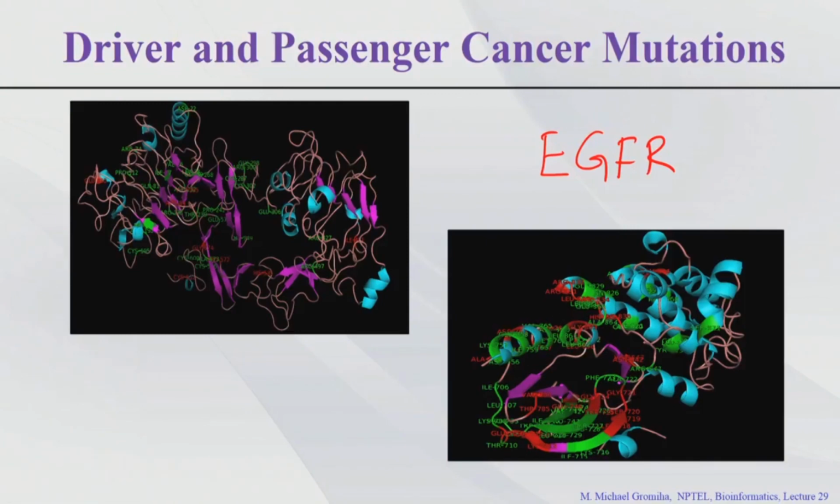Now, if you have a particular mutation, for example, isoleucine 706, if you mutate it to another residue, for example arginine, what will happen? Is this a passenger mutation or a driver mutation? You can take it as a classification problem, whether it is a driver or a passenger.